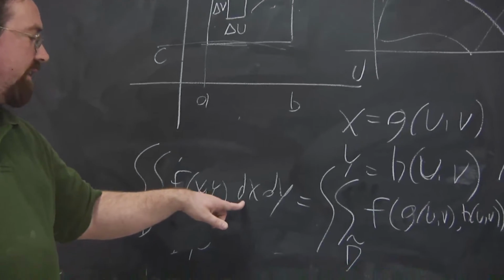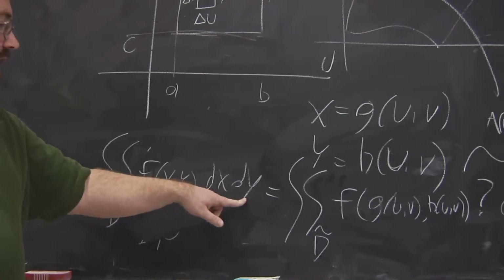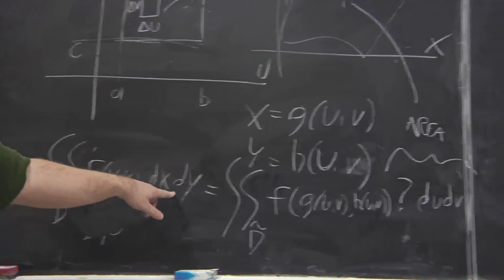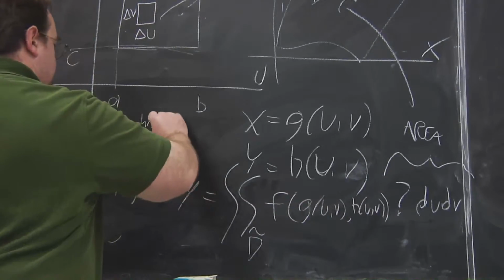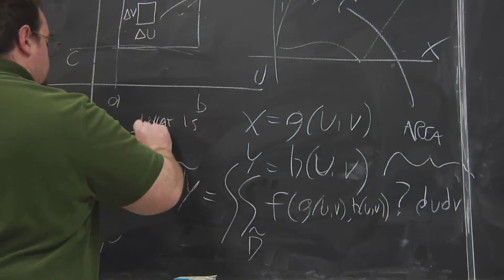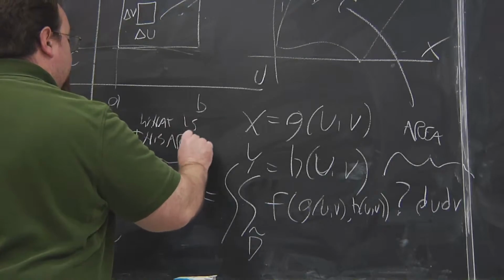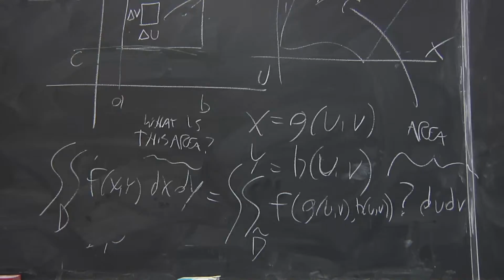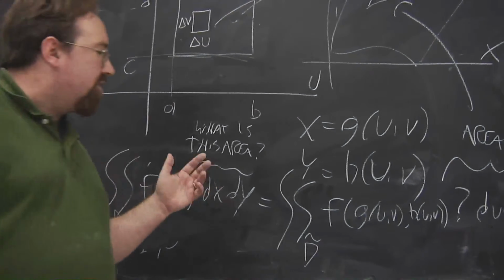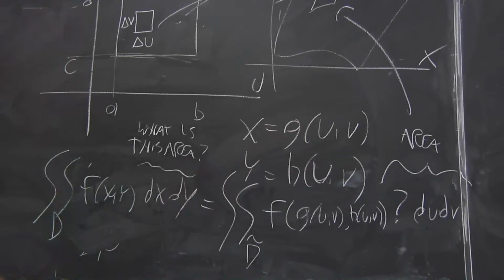Evaluating this integral, we still have to account for the area dx times dy. We're expressing this in terms of u and v, but we still have to get this area right. Otherwise, we're going to be evaluating an entirely different integral. So how do we take dx times dy and express it in terms of u and v?